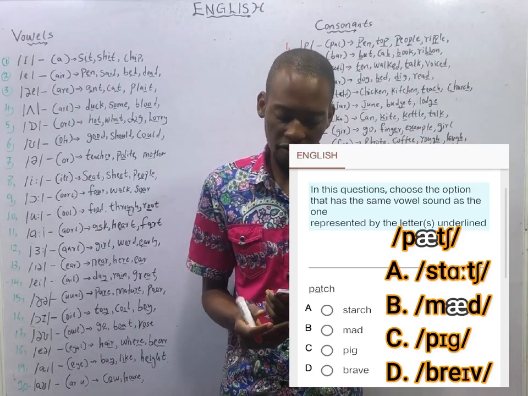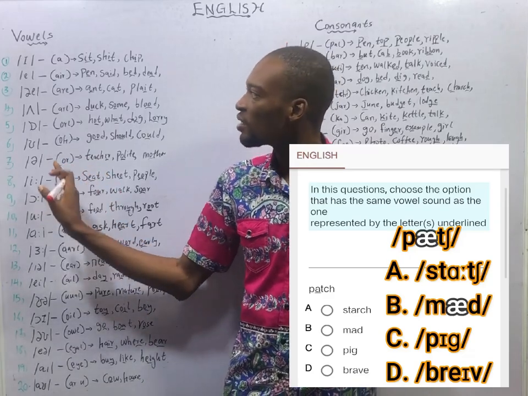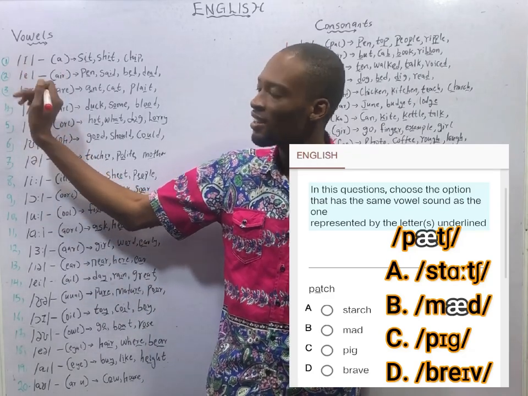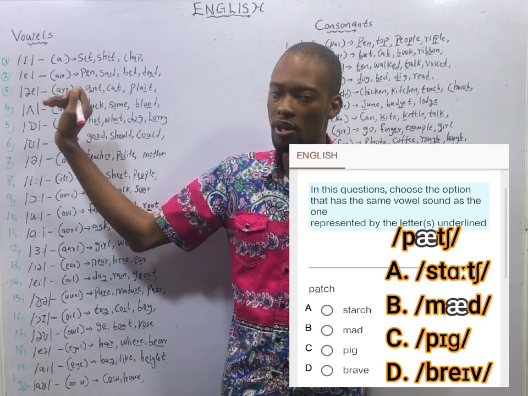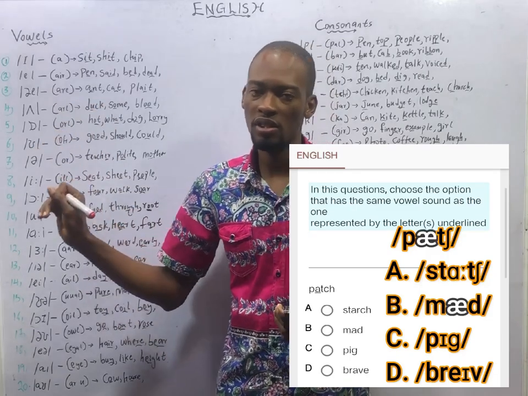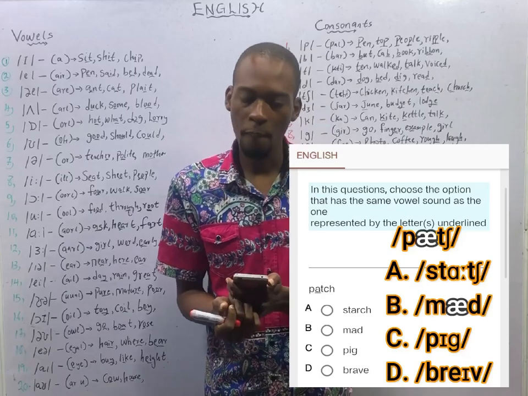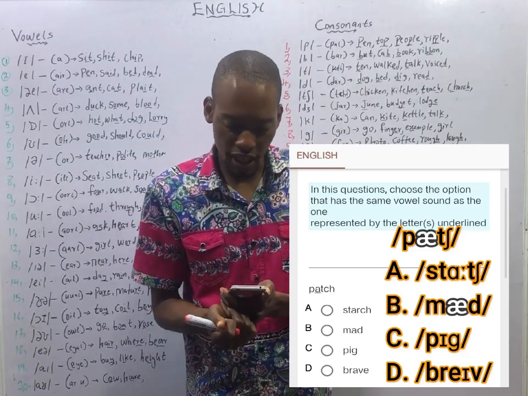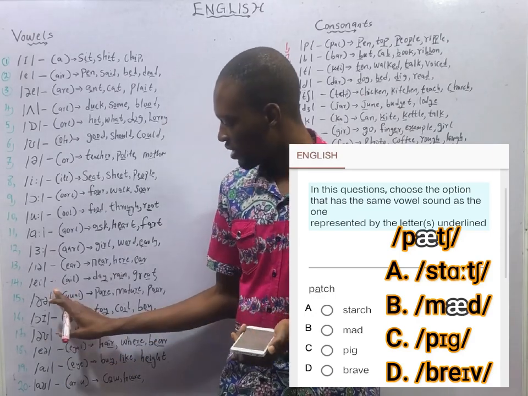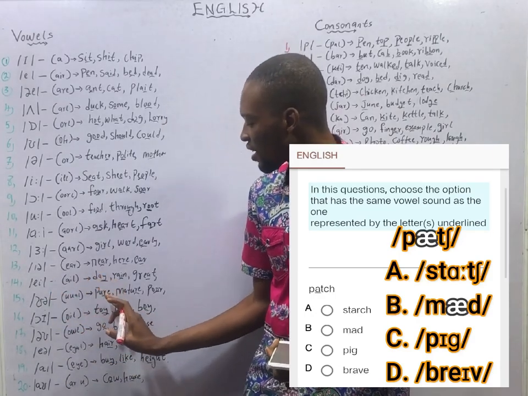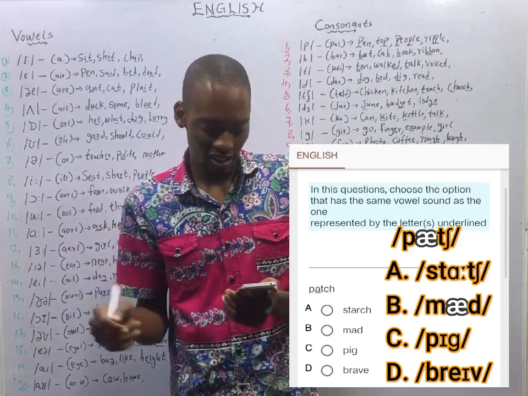Option C, we have pig. It is the I sound, as in sit, chip, pig. Then we have braise. Braise possesses the sound E-I, the A sound, as in day, rain, great. That is the sound present in braise.